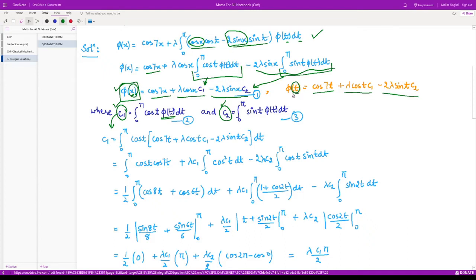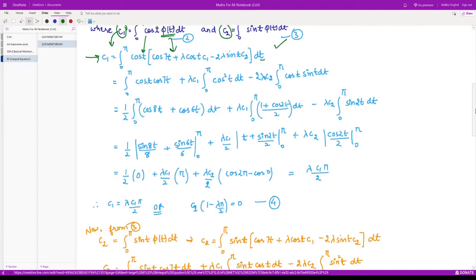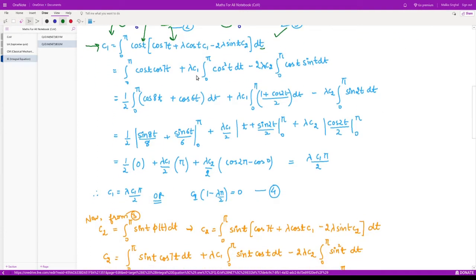Now putting these values of phi t into the equation for c1, what do we have? We have this integral 0 to pi as it is, cos t as it is, and this is the value of phi of t. So now we have to solve this integral in order to obtain the value of c1, right? So this would reduce to an algebraic equation. Let us see how in a few moments. So let us separate these terms. So this is integration from 0 to pi cos t cos 7t plus lambda times this becomes cos square t and this becomes cos t sin t. So here how to solve this one?